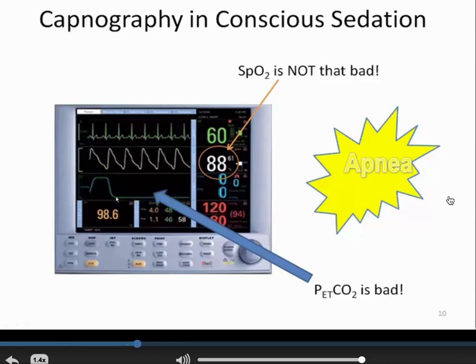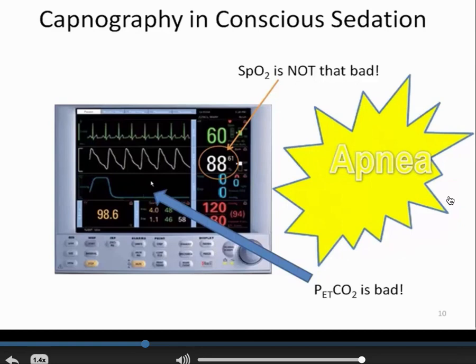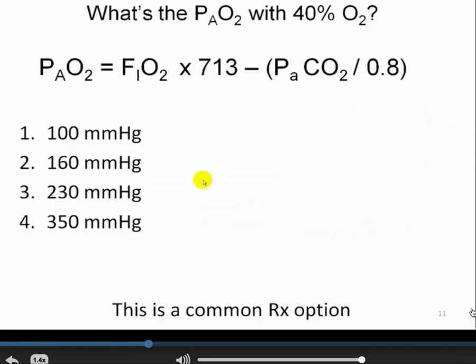So again, this slide is important. It illustrates capnography tells you whether or not someone is breathing, not necessarily the hemoglobin saturation that you can derive via pulse oximetry. And clinically, this is apnea, cessation of breathing, and it's kind of screaming out that something's wrong here. And that's picked up by the CO2, not by the O2.